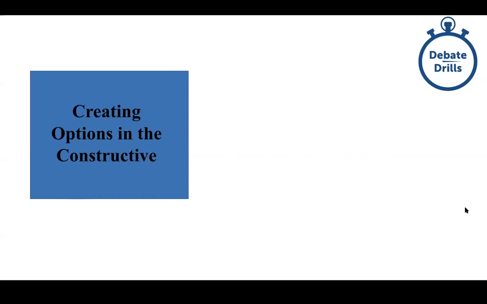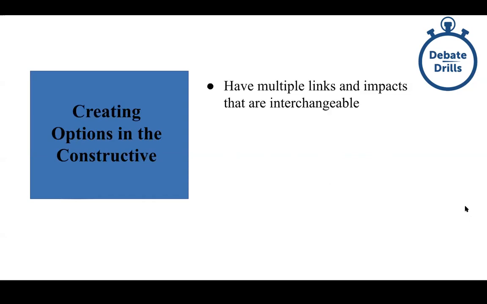So, next thing, creating options in the constructive. How do you actually do this? So you want to create a diversified case, and you want to have multiple links and impacts that are interchangeable.